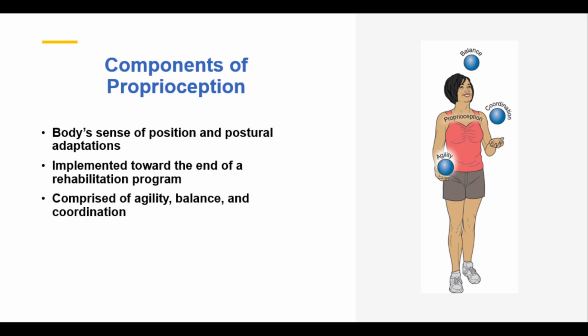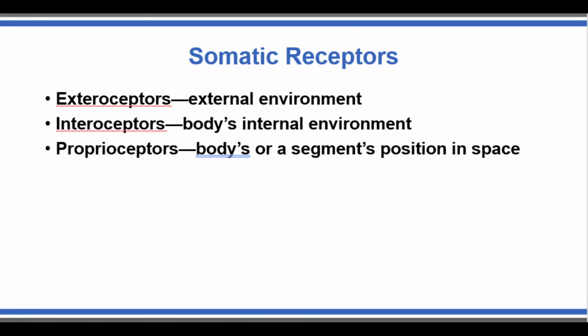So firstly, we are going to start off by defining some of the receptors that are involved. Those receptors include the exteroceptors, which play a role more in understanding the external environment, versus the interoceptors that play a role in understanding the body's internal environment, and our proprioceptors, particularly referring once again to a body or a segment of one's body and how it is positioned in space.